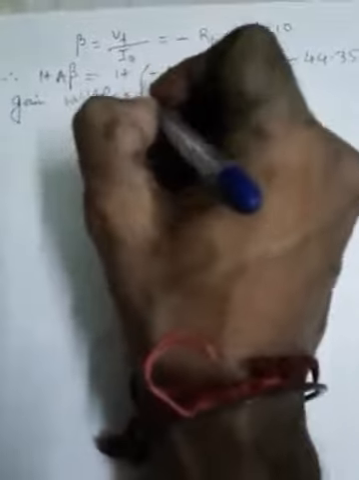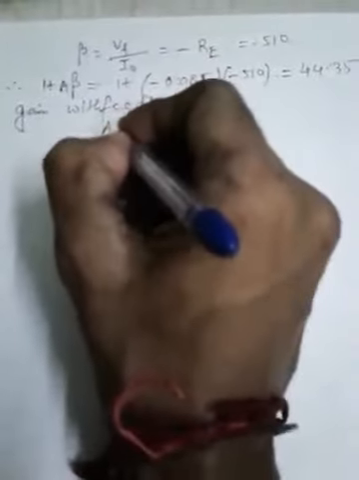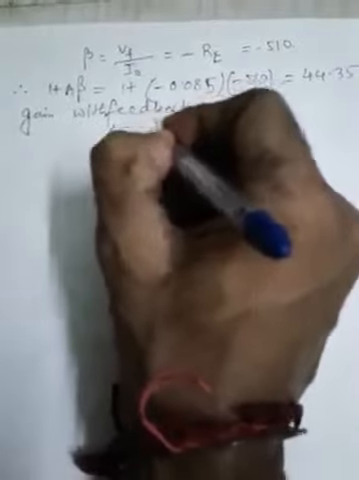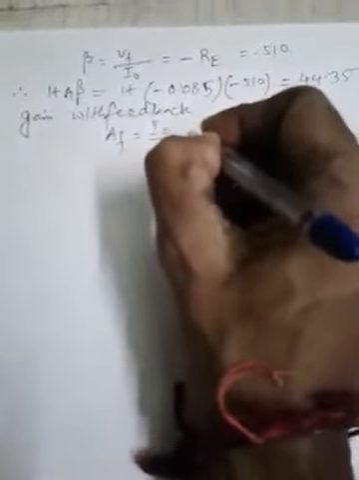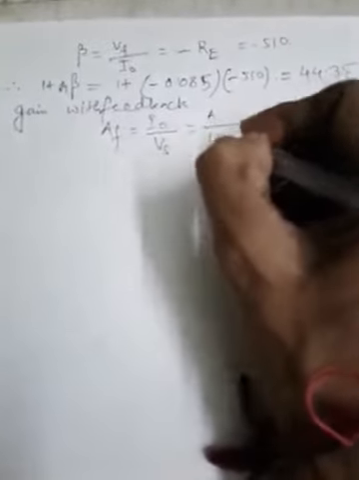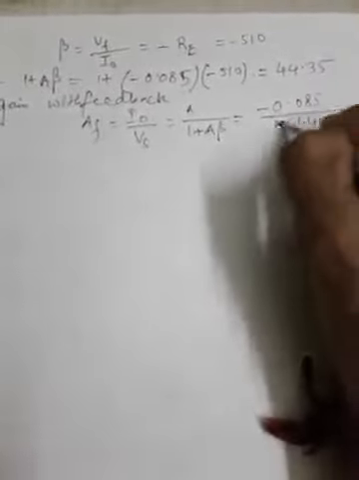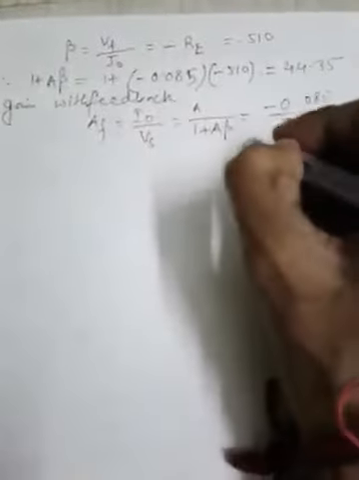Now the gain with feedback, that means it is gain AF. We need to calculate AF, which was IO by Vs. So we know, AF is A by 1 plus A beta as per the general formula. Now we have in our hand A as minus 0.085 divided by 1 plus A beta, that value is 44.35, which we have calculated above. Therefore it will come as minus 1.92 into 10 to the power minus 3. So this is the gain with feedback.